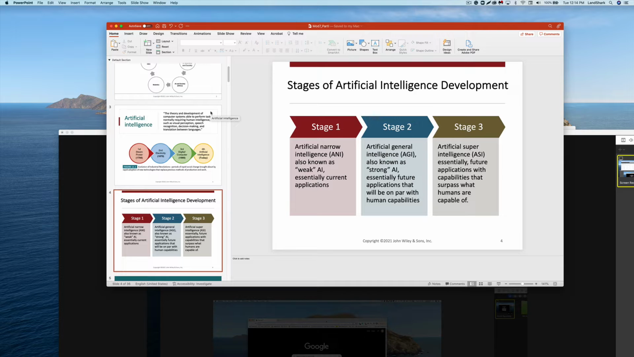I mean, it's stage one. AI is very new still, and it's really picking up speed. In due time, it will replace a lot of stuff that we do. It'll replace software developers. Artificial general intelligence, AGI, also known as strong AI, is essentially the future of applications that will be on par with human capabilities. And then stage three is just going to basically surpass what humans are capable of doing. So in this example is what software developers can do. Why do it when artificial intelligence can do it for you?